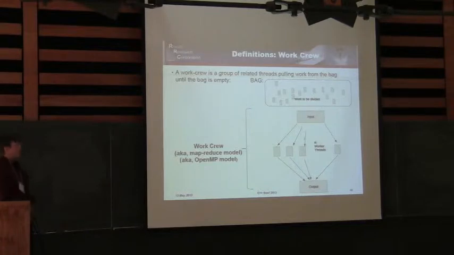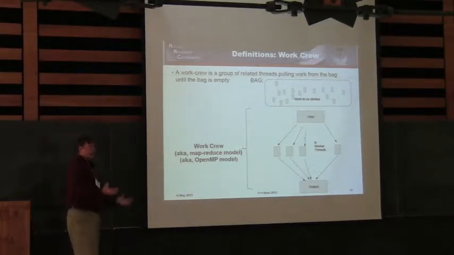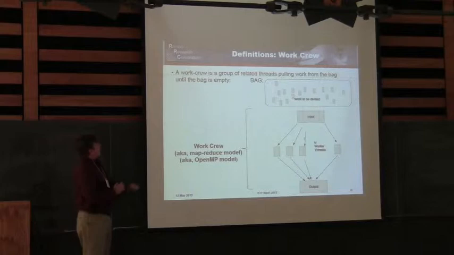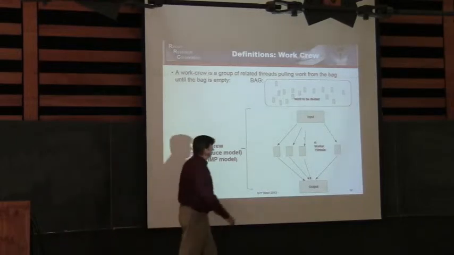Okay, so what's the work crew? This is the definition that comes from the Butenhof book. If you've been doing threads for a long time, you know the Butenhof book was sort of the standard in the 90s and the 2000s for doing threads and POSIX threads. And this is his definition of the work crew. But of course, it's much more familiar nowadays as the MapReduce model or the OpenMP model.